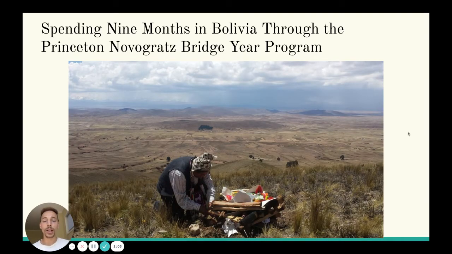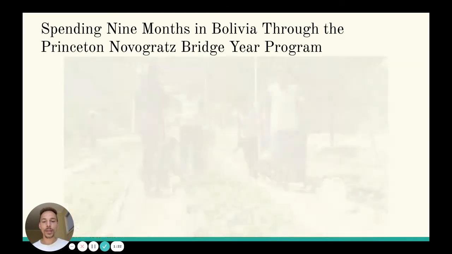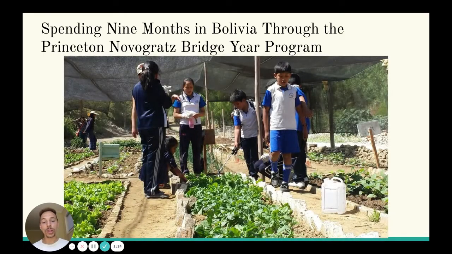So I'll start with spending 9 months in Bolivia through the Novogratz Bridge Year program. These are a couple pictures. This is in the Bolivian Altiplano, which is the high plains area, mostly above 10,000, 11,000 feet. You can see these rolling plains, rolling hills. Couple more pictures. So this was actually the work I was doing.